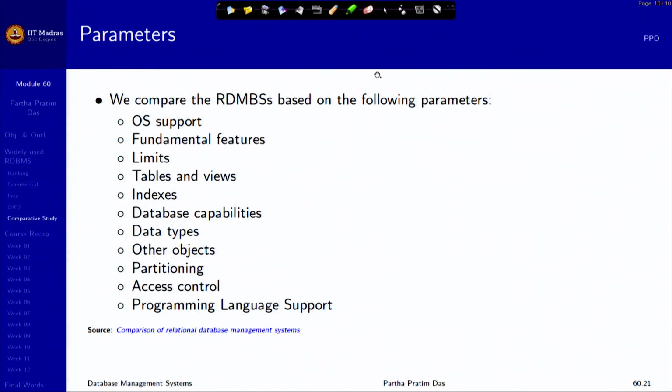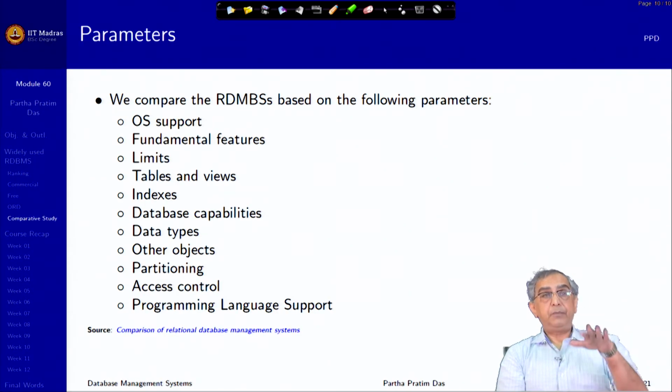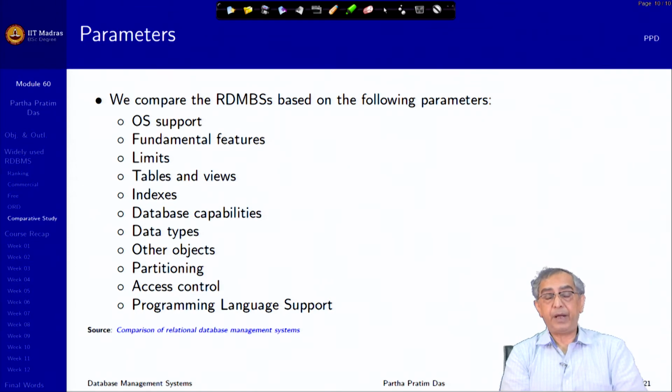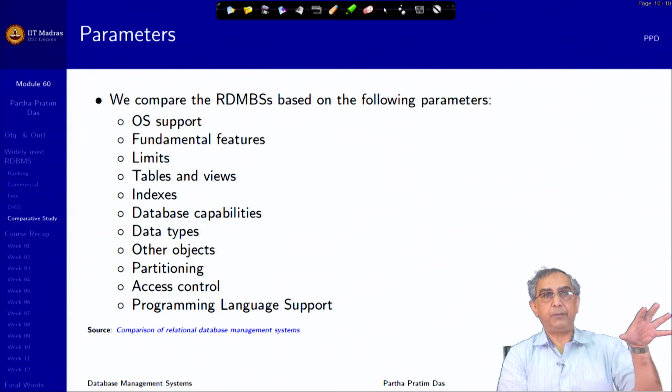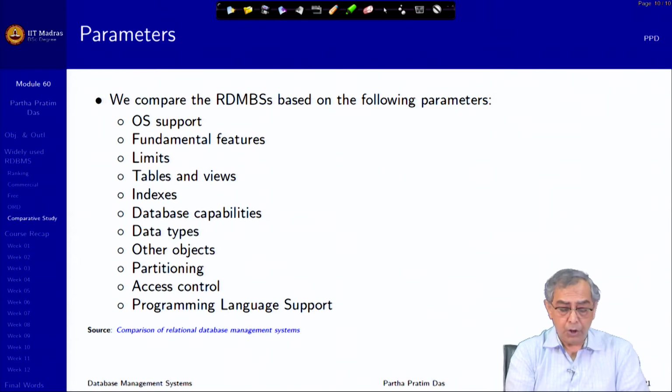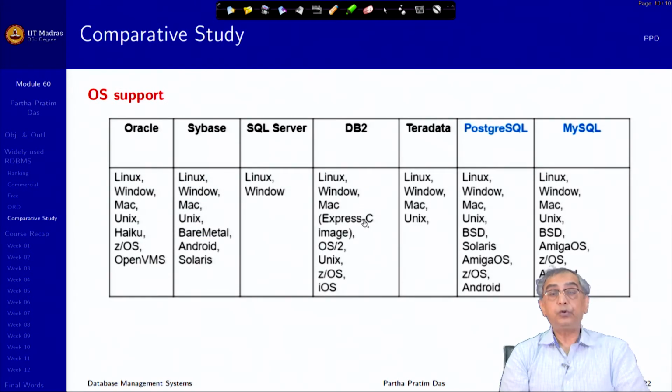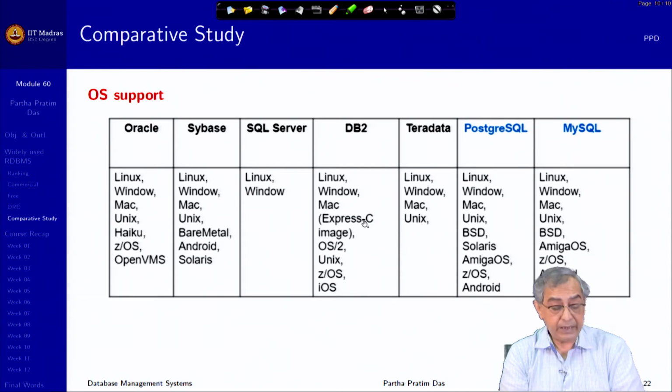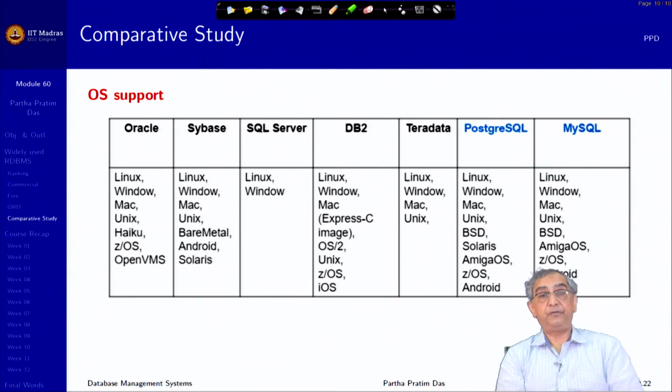Now, in the next couple of slides, you will see the comparison of these databases based on various parameters. How do they compare in terms of operating system support, fundamental features, limits, tables, views and so on. So, again I will not go through them in detail. For example, here we are showing the top 5 proprietary databases and the top free databases, and the operating systems that they support.